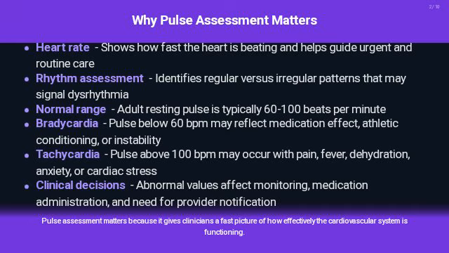For example, a postoperative patient with tachycardia may be in pain, bleeding, or dehydrated. A patient taking a beta blocker may have bradycardia related to medication effect. Nurses use pulse findings to decide whether to continue observation, reassess, hold a medication, or notify the provider. In short, pulse assessment is not just a task. It is a clinical decision-making tool that helps us recognize change early and protect patient safety.